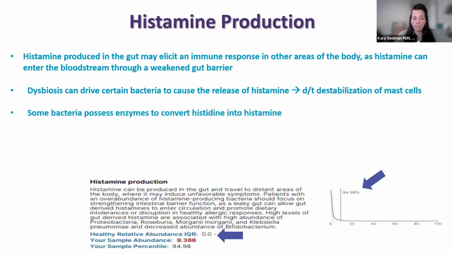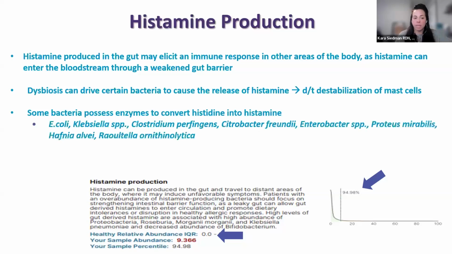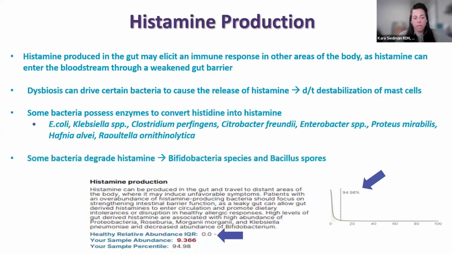So some bacteria possess enzymes to convert histidine into histamine. These are things like Citrobacter freundii, Clostridium perfringens and Hafnia alvei. So lots of our pathogens and lots of proteobacteria, but we also have certain microbes that can degrade histamine, like Bifidobacterium species and different Bacillus spores. So if those aren't detected, if we have low diversity of these really key species, then this obviously leads to an imbalance in our histamine breakdown.